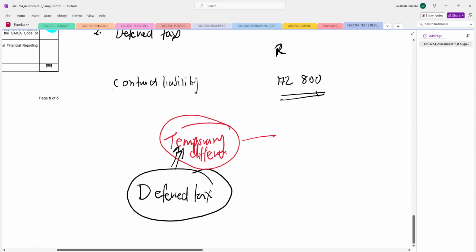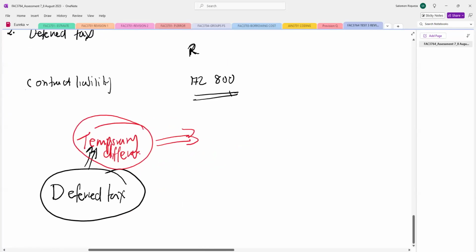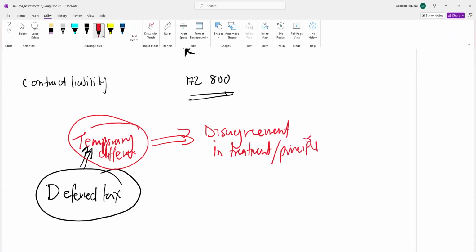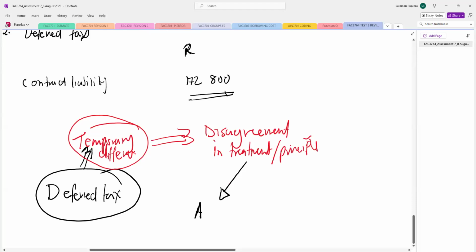And what causes the temporary difference? Disagreement in treatment or principle between two parties, between accounting and tax.